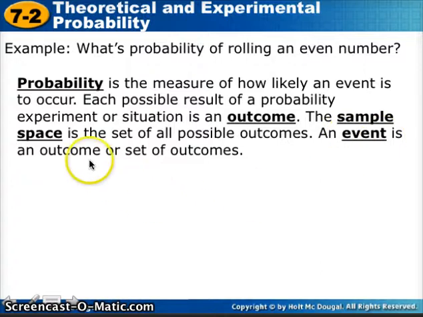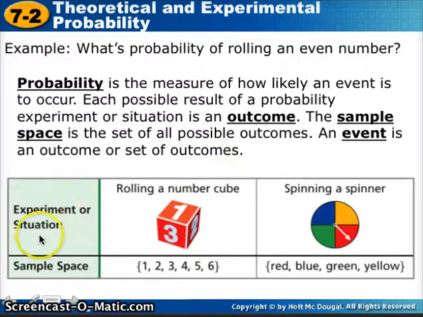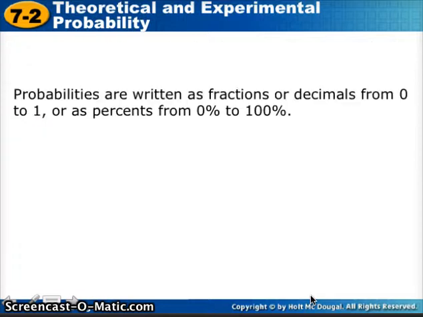An event is an outcome or a set of outcomes. The event that I'm talking about here is having an even number. That's the event I was interested in. And so we have an experiment or situation such as rolling a dice or spinning a spinner, but it could be anything like picking something from a bag or, I don't know, choosing a door. It could be anything for the experiment there.